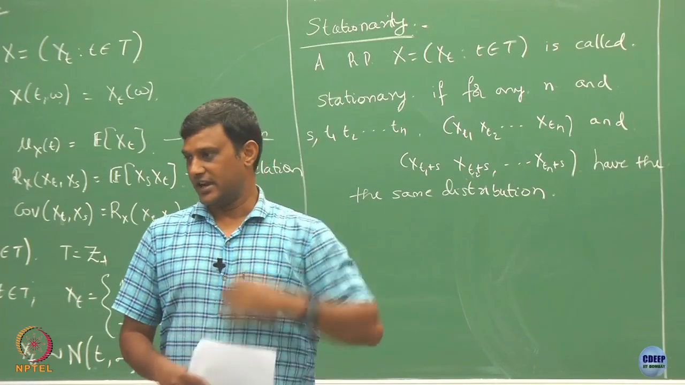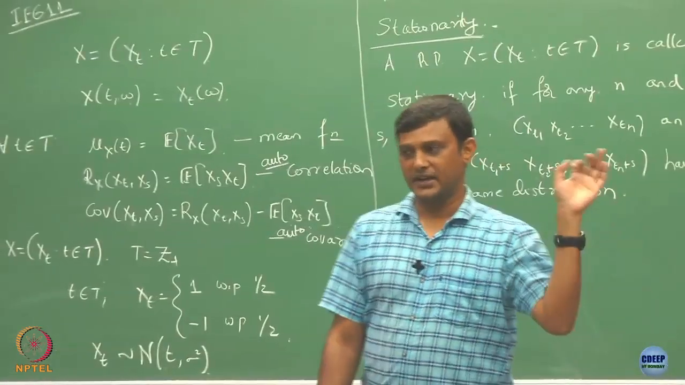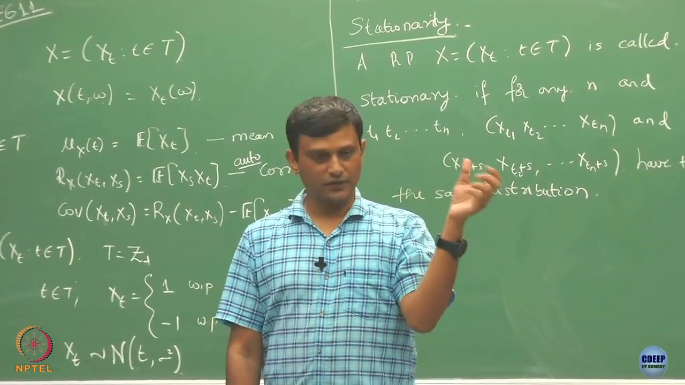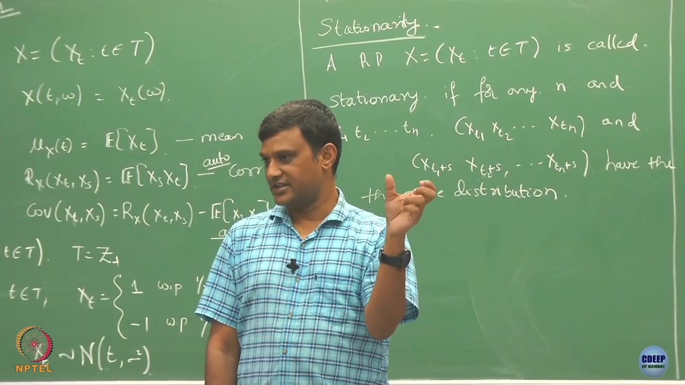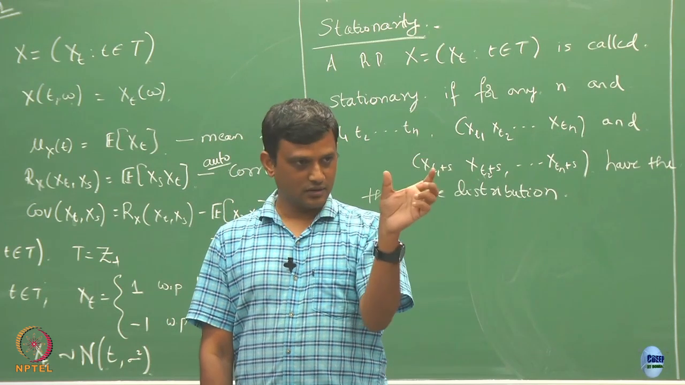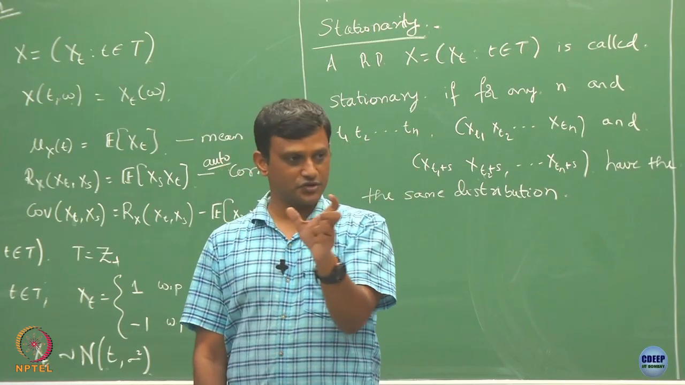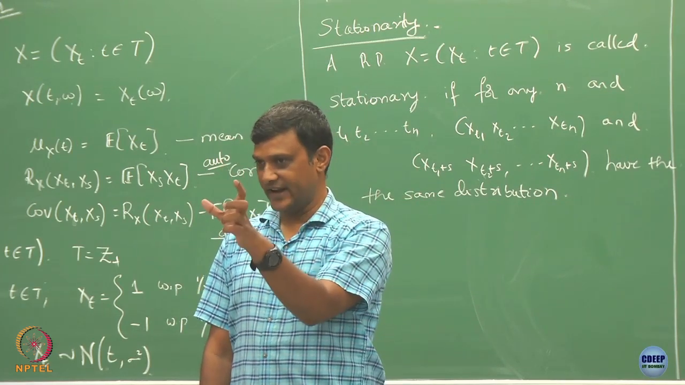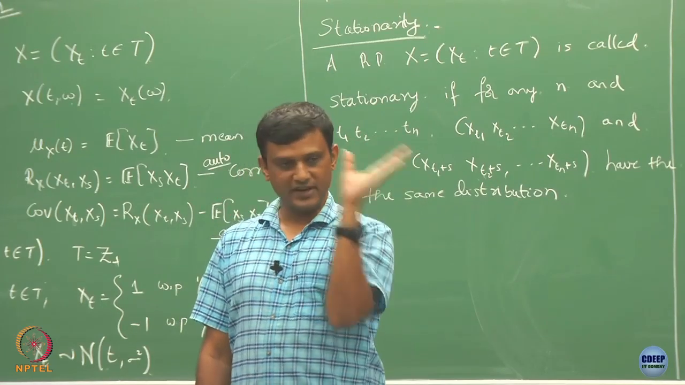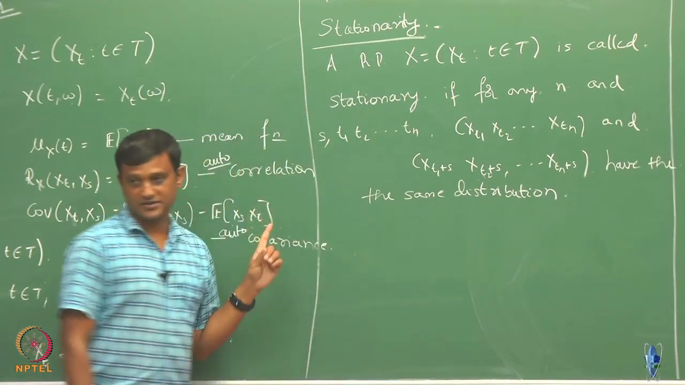Let's say I have a process where each random variable corresponds to one particular day. If you look at the joint distribution of, let's say, day 2, day 5 and day 7, and then you look at the joint distribution of day 3, day 6 and day 8, that is everybody just shifted by one, the first three will have the same joint distribution as the last three. In that case, we are going to call it stationary.